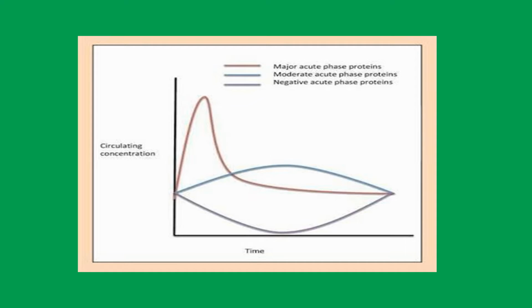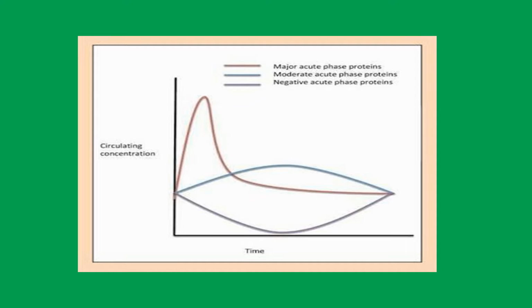In general, your acute phase reactants or acute phase proteins are divided into three main groups. The first group is your major acute phase proteins. So these are a group of proteins that are elevated during the first few hours or first few days of inflammatory episodes, but also drop significantly afterwards.